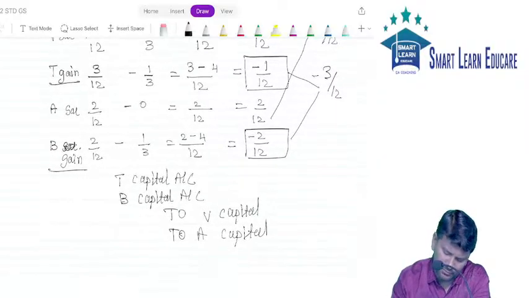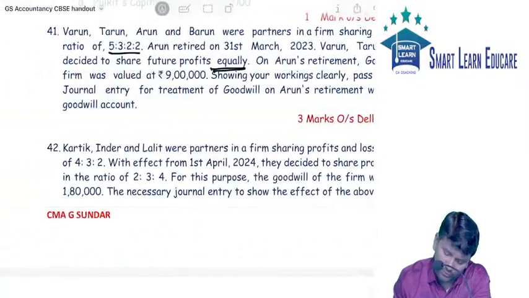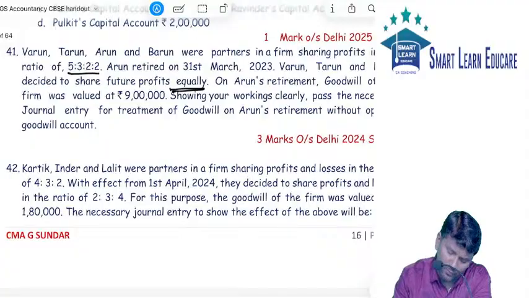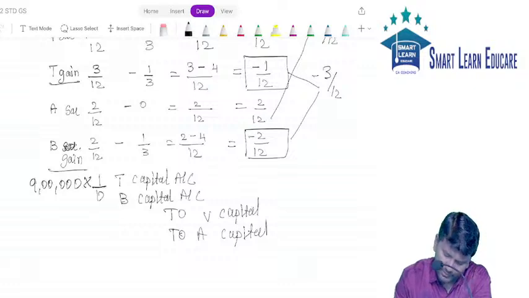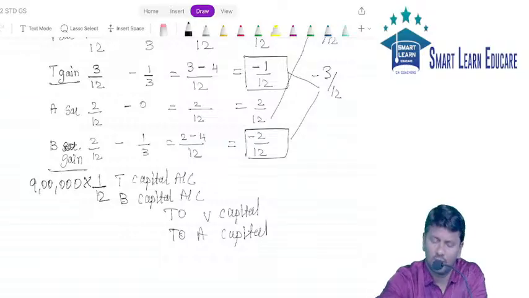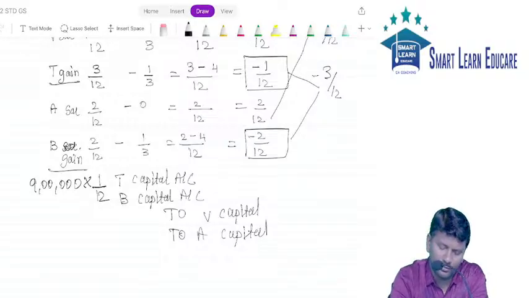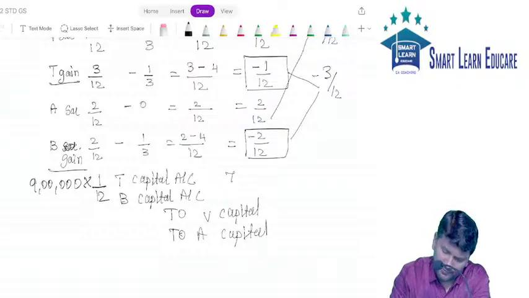அப்போ total goodwill, what is the total goodwill? Goodwill of the firm எவ்வளோ? Goodwill of the firm is 9 lakh. So 9 lakh into 1 by 12. Tell me what is 9 lakh into 1 by 12? 9 lakhs into 1 by 12 will give you 75,000.